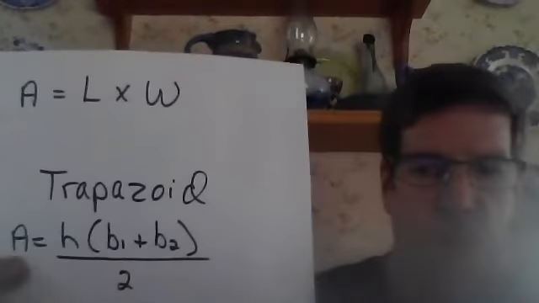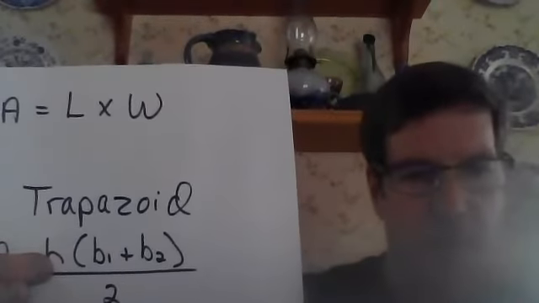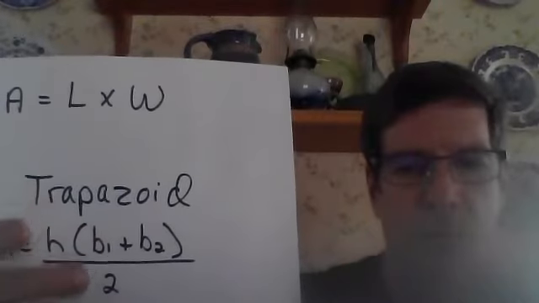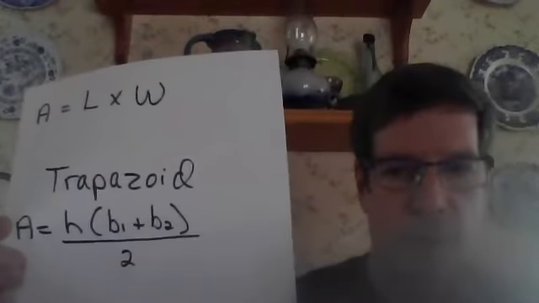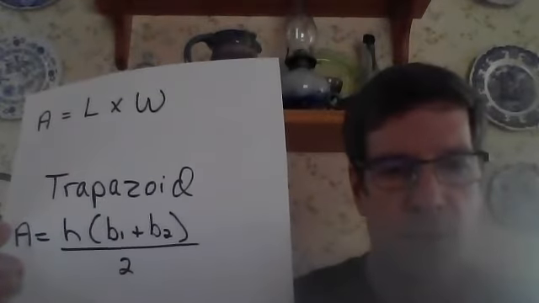So you have a trapezoid, height times B1 plus B2 divided by 2. That's the formula for it. I would write that down. You can always play this video back, but just in case you don't, you need to know that formula. Area equals H times B1 plus B2 divided by 2.